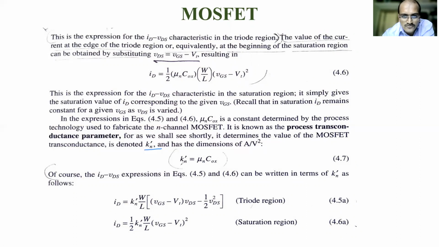So if you substitute Kn dash and W by L, the final equation is like this. You will have two equations. In the triode region: ID = Kn dash W by L, (VGS − VT) VDS − 1/2 VDS square. And in the saturation region, VDS becomes VGS minus VT, so the current becomes 1/2 Kn dash W by L (VGS − VT) whole square. This is the equation I was using frequently in our MOSFET discussion.